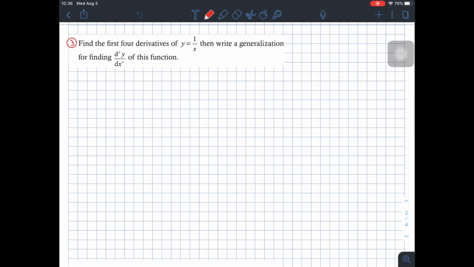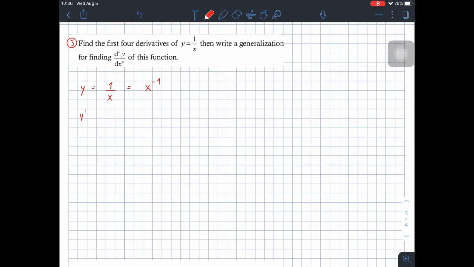Number 3, it says, find the first 4 derivatives of y equals 1 over x, then write a generalization for finding the nth derivative of this function, okay? So, y equals 1 over x. In order to differentiate this, it's better if we rewrite this taking the exponent up. So this is, taking the x up by changing the sign of the exponent. So we're going to get x to the power of -1, right? So this is easy to differentiate because we just need to apply the power rule.